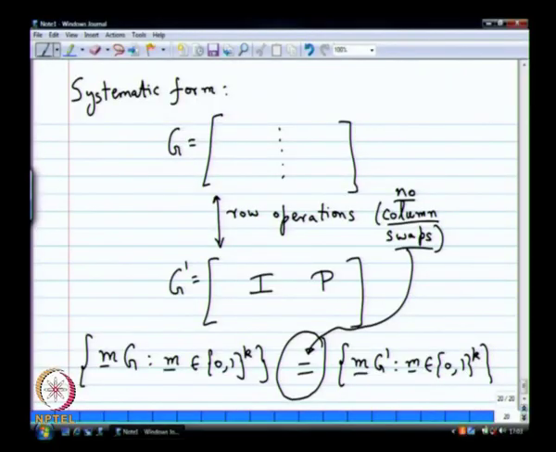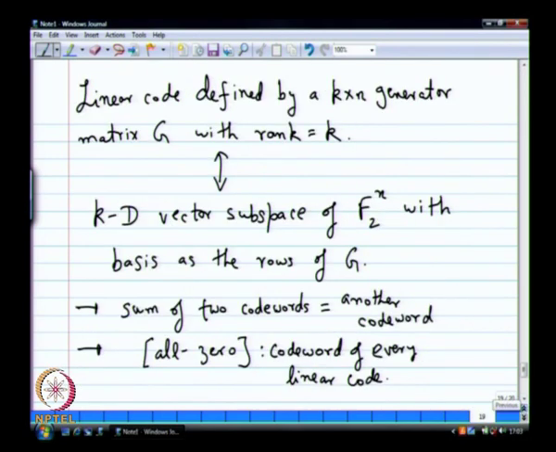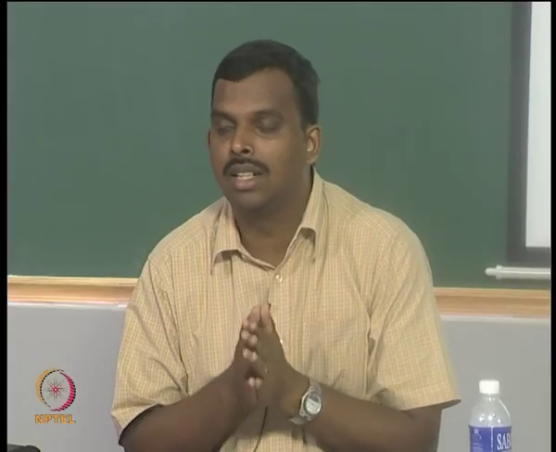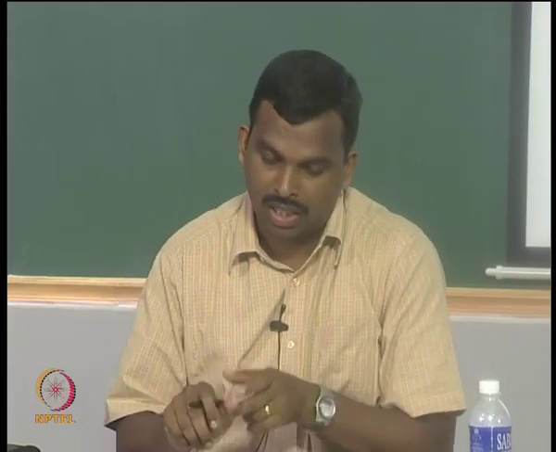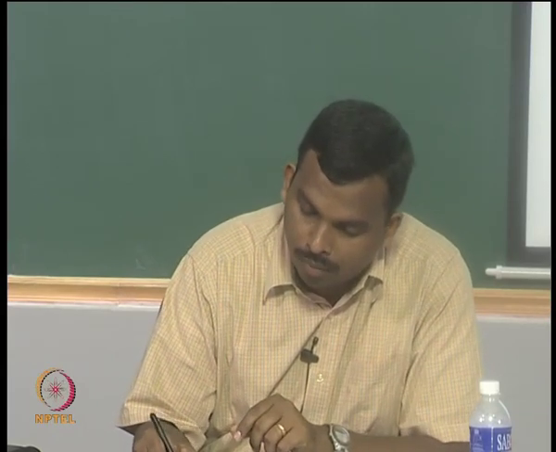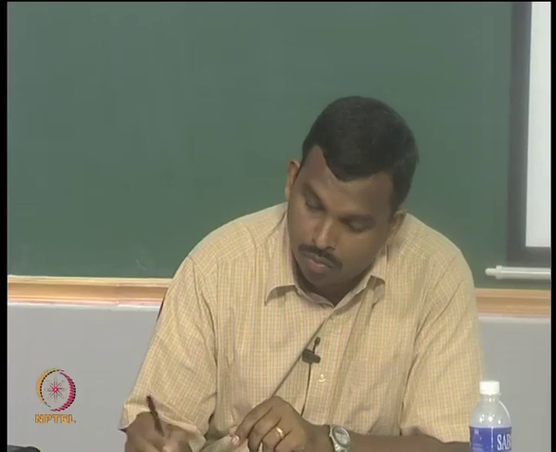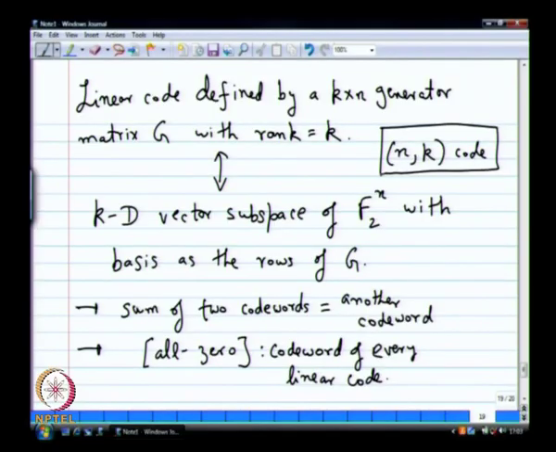So this is the main thing that you should take away from these two lectures. What is a linear code? A linear code is a vector subspace of an n-dimensional binary vector space. Such a code is also denoted as an (n,k) code, a very popular notation. When I say an (n,k) linear code, what I mean is a k-dimensional subspace of F_2^n. How do I specify that subspace? I have to specify k linearly independent vectors as basis vectors for my subspace.